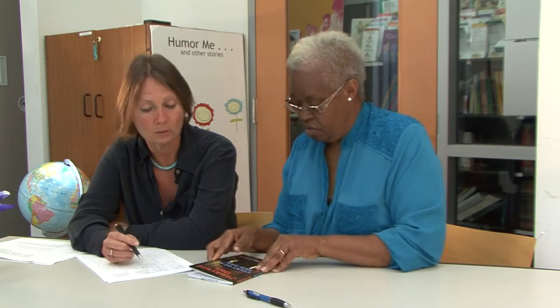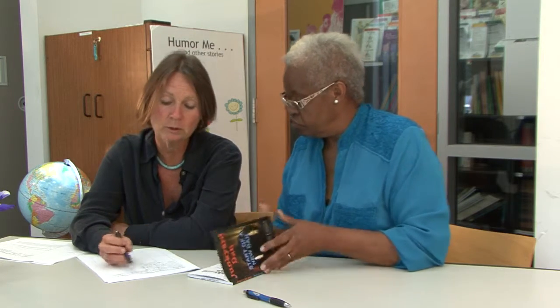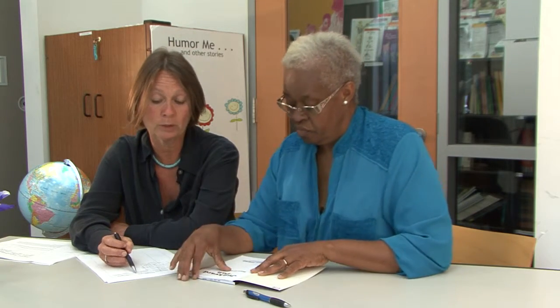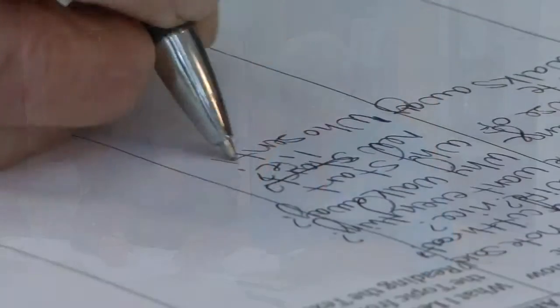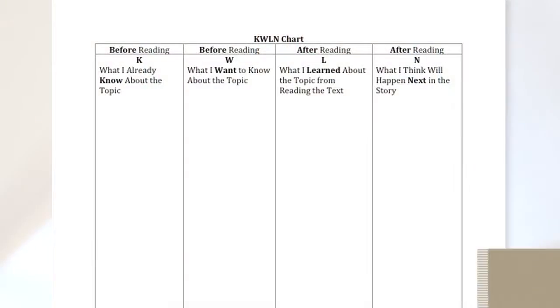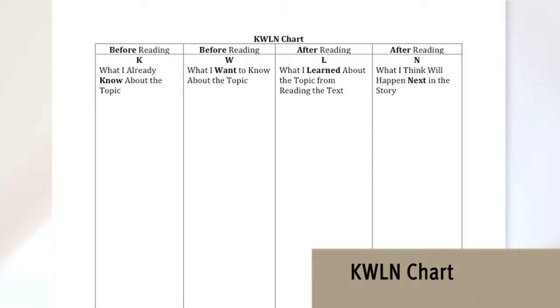Okay. And then once we've read that first chapter, we'll go on to the third column, which is what we learned about the topic. Research tells us that people understand, process, and remember new information better when they can relate it to information they already know. Using a KWLN chart is a way for learners to improve their comprehension by connecting new ideas and information to their current knowledge base.